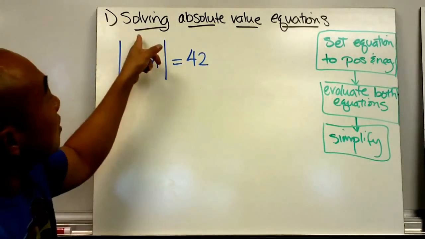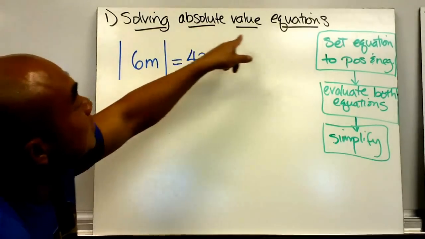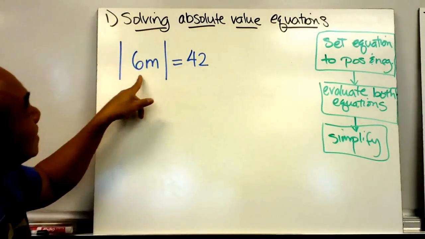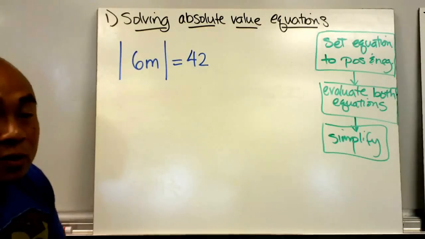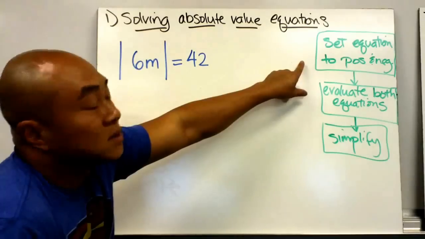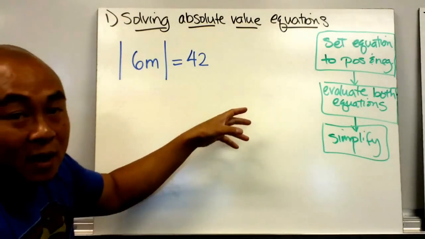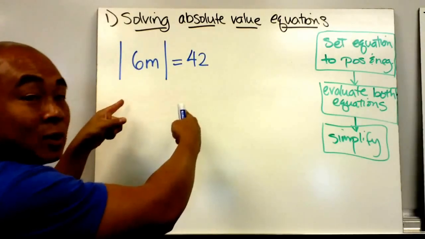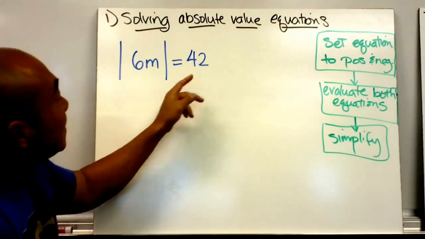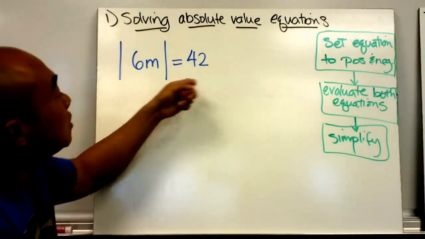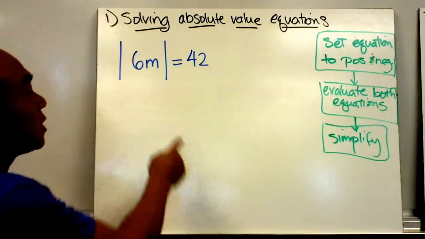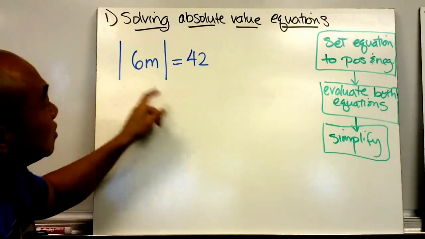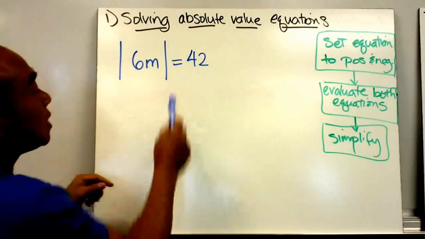Alright, so our first one that we're going to cover is solving absolute value equations. And here we have a very basic absolute value of 6 times m is equal to 42. Now we're going to do something special here. We're going to set the equation to both a positive and negative answer, just because both positive and negative numbers in the absolute value will give you this answer anyway. So if I had a negative 42 or a positive 42, it'll give me an answer of 42. So we're trying to figure out what can I put into m that'll give me a negative 42 as well as a positive 42, so that way the absolute value becomes 42.